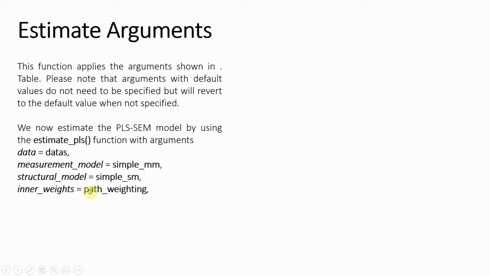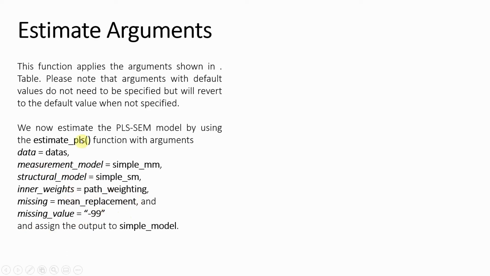Your inner weights, that is your weighting scheme. What is your weighting scheme? In this case, it's the path weighting scheme. So it will go into inner weights. The missing value, how do you want to deal with the missing values? Mean replacement. So this argument will take this value. And finally, the missing value argument will take this minus 99, and the missing value will be represented by this number here.